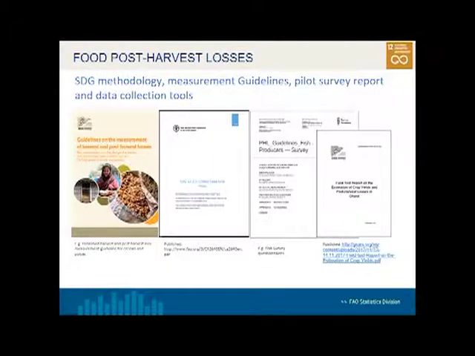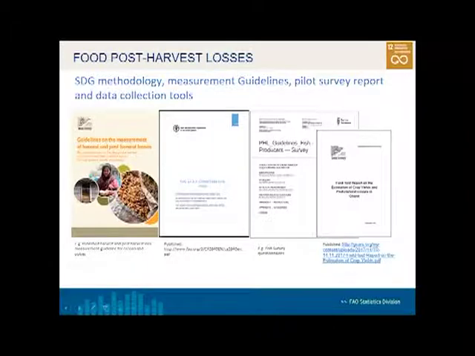But along with the method for the index, we have produced the guidelines for the measurement of harvest and post-harvest losses. This is the cover of the guidelines for grains. Those on fruits and vegetables are in the final stages of editing. And the ones on milk and meat and fish products are being revised and ready for publication.